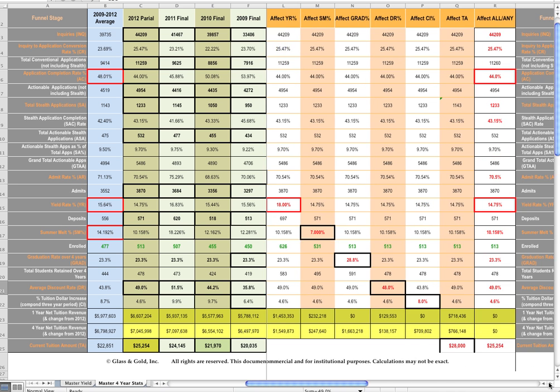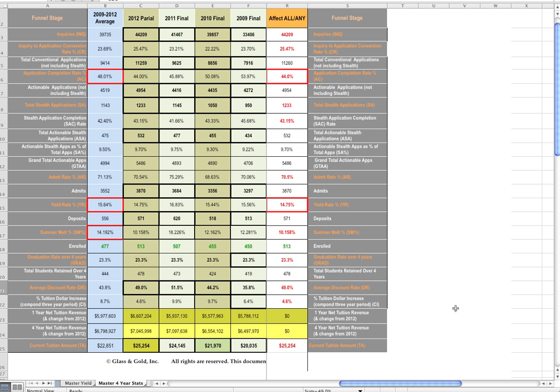Now, just to give you a better idea, let's change more than one variable to determine our changes in net revenue. Let's say that we kept our inquiries the same, conversion rate the same, and our application completion rate, let's change that to, let's go up to 52%, which is still quite low, but we'll just look at it that way.